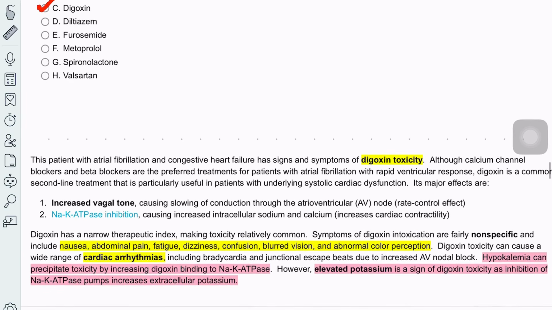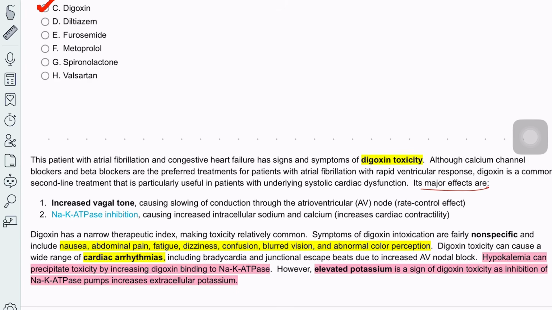So this patient with atrial fibrillation and congestive heart failure has signs and symptoms of digoxin toxicity. Although calcium channel blocker and beta blocker are the preferred treatment for patients with AFib with rapid ventricular response, digoxin is a common second-line treatment that is particularly useful in patients with underlying systolic cardiac dysfunction.